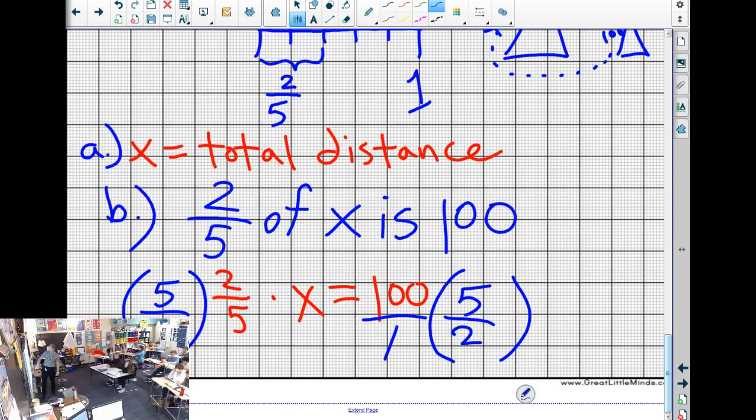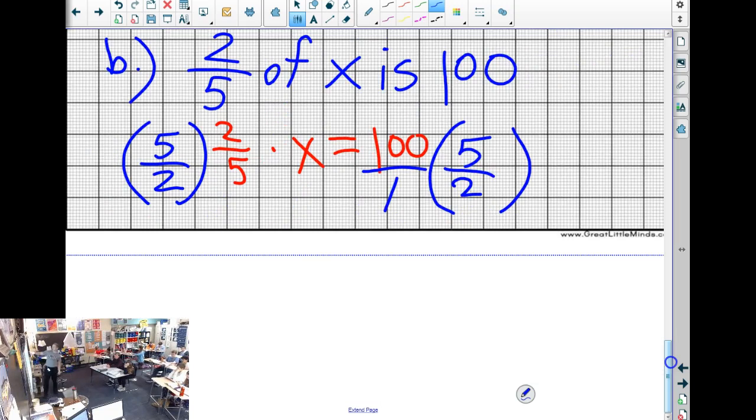Okay, multiplying fractions. We're going way back now. Wait, but why do you flip the bottom? Why do you flip it though? It's a good question. Why do we flip it?